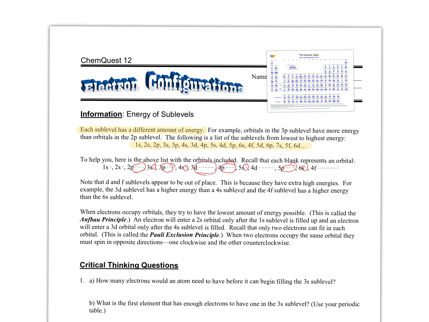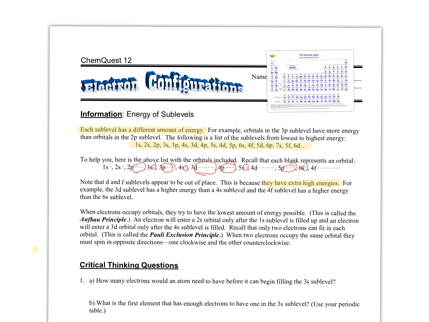Okay, note that the d and f sublevels appear to be out of place. So we go from 3s to 3p, and then up to 4s it looks like, and then back down to 3d, 4p. So what's going on? Well, this is because they have higher energies. They have extra high energies. For example, the 3d sublevel has a higher energy than the 4s sublevel, and the 4f sublevel has a higher energy than the 6s sublevel.